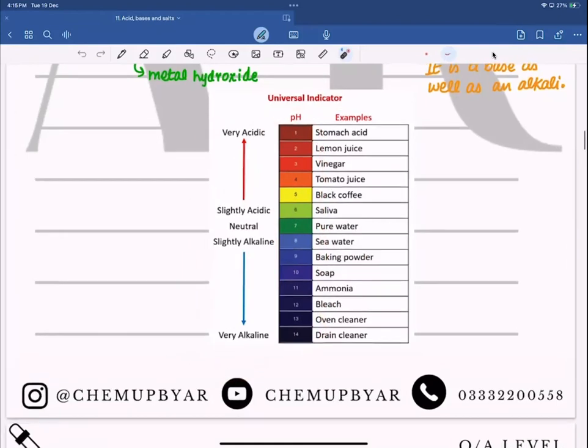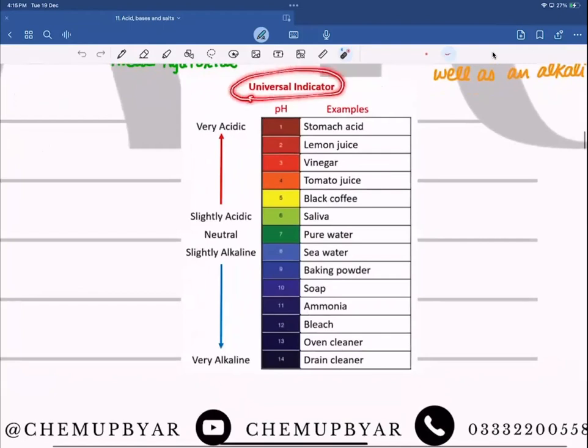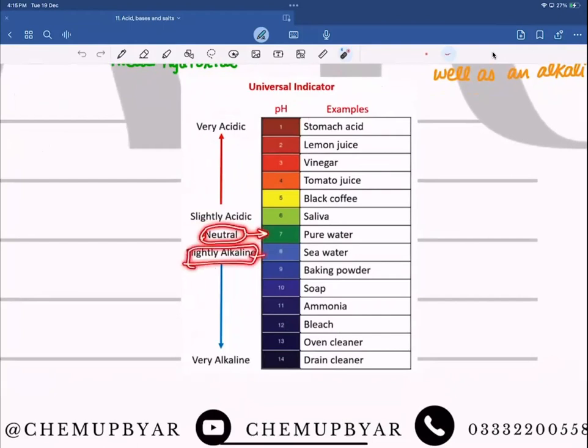You have to note it down that under the heading of universal indicator, when it's very acidic, the color would be red. When it's slightly acidic, mention its color as yellow. When the solution turns neutral, it is green. When it is slightly alkaline, then it's blue. And when it's very alkaline, mention it as violet or purple. Alkaline means a base, a strong base. Just note this table over here.